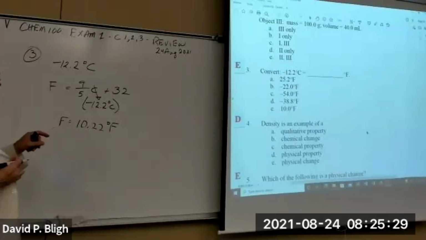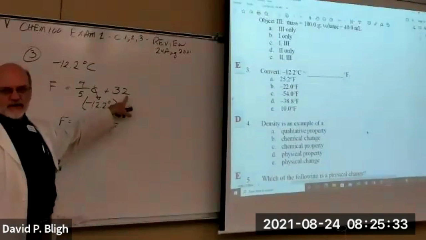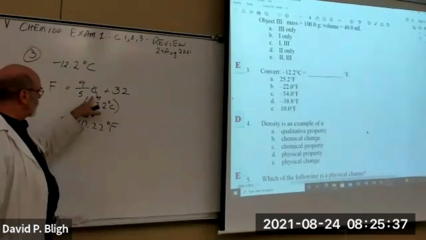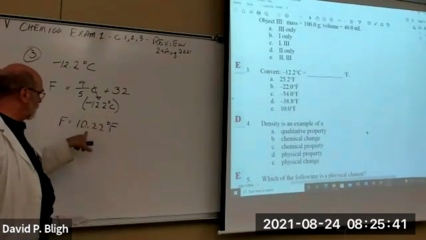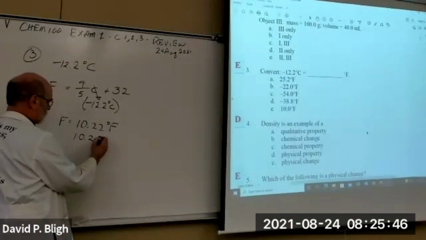Significant figures. Right? This is a constant value. It's an exact number. It has no impact on the outcome. You only have to look at how many were in the original. So you have 3 significant figures here. You can have 3 here. So it's actually 10.2 degrees Fahrenheit.